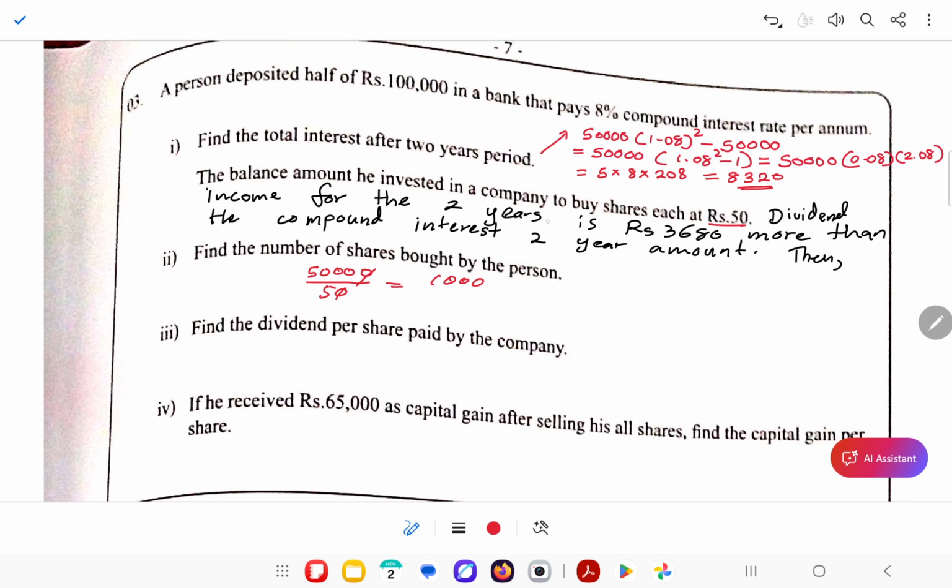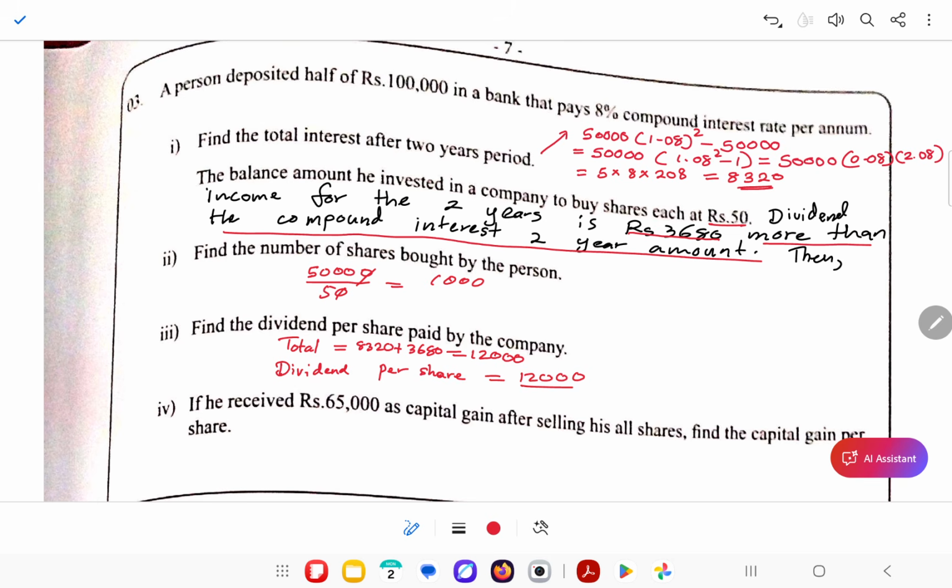Find the dividend per share paid by the company. So the total dividend income is what? Rupees 3,680 more than the compound interest amount. So the total dividend amount is 8,320 plus 3,680. So 12,000. So that is the total dividend. We want dividend per share. Dividend per share is 12,000 over 1,000. So 12 rupees per share.